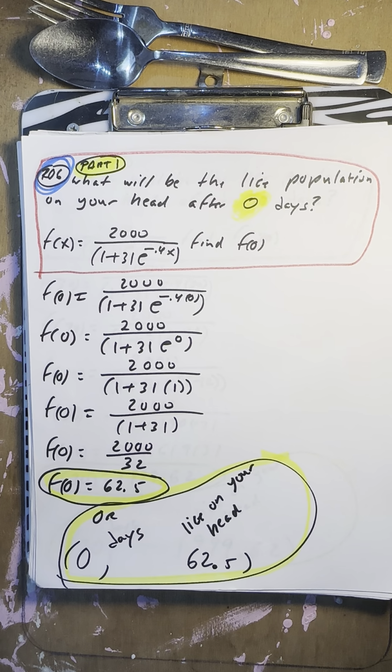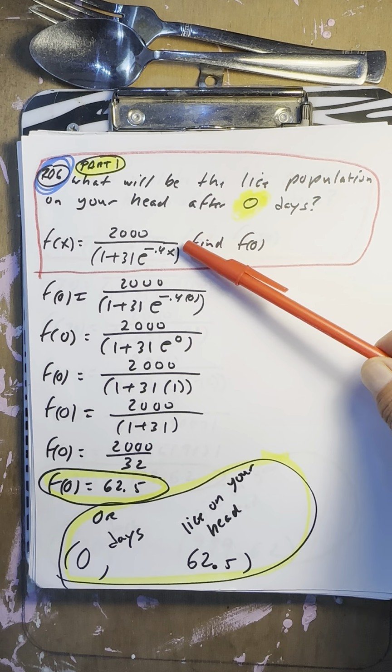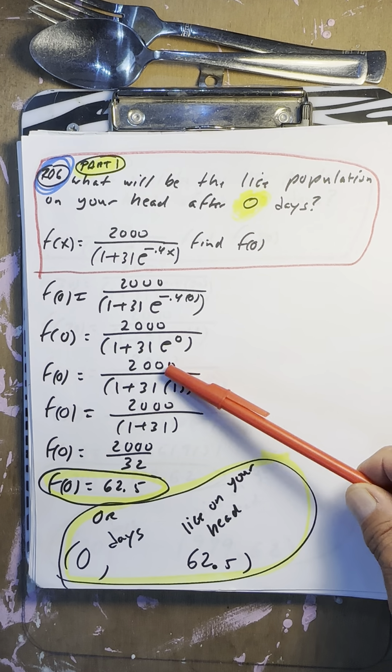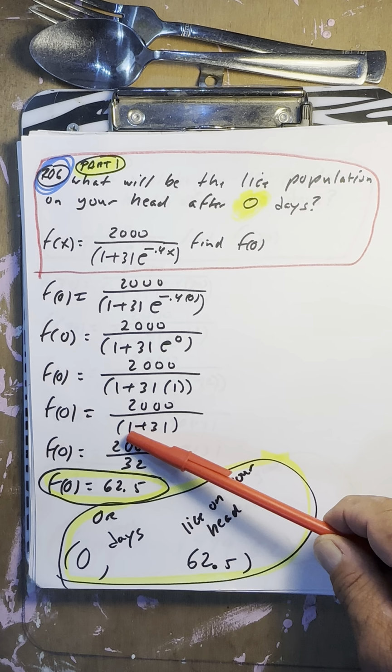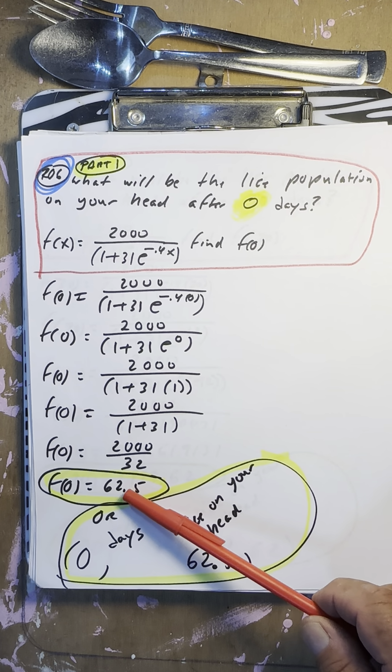What will be the lice population in your head after 0 days? So what? You get infected. You didn't know, but you put somebody's hat on, they tried it on, and you got the lice. So 0 days have gone by, just right now that happened. Now put it in there. 0 times that is 0. That's going to be 31 and 1 is 32. This number divided by that is 62.5.